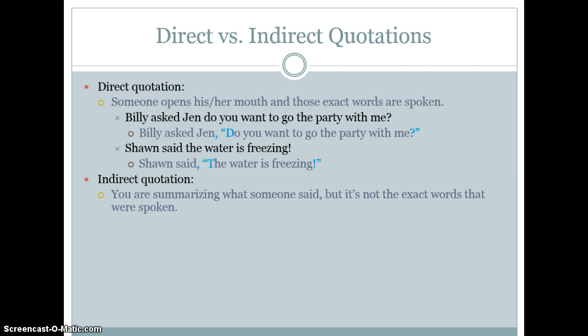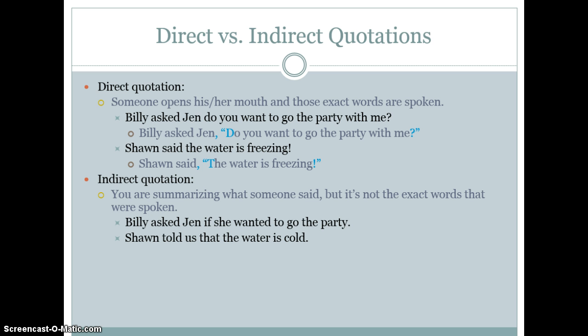An indirect quotation is when you're summarizing what someone said, but it's not the exact words that were spoken. In research paper writing, this is the equivalent of paraphrasing. So Billy asked Jen if she wanted to go to the party. Well, Billy didn't open his mouth and say, "if she wanted to go to the party." So we don't need to punctuate it.